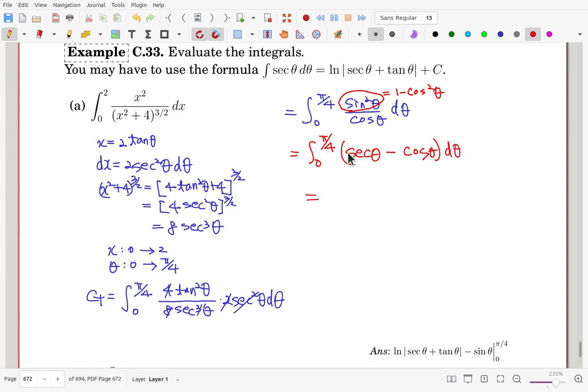Now here, the antiderivative of sec theta is given here: logarithm of sec theta plus tangent theta. And then the antiderivative of cosine theta is sine theta, so minus sine theta, we are evaluating from 0 to pi over 4. Then you will get the final answer.